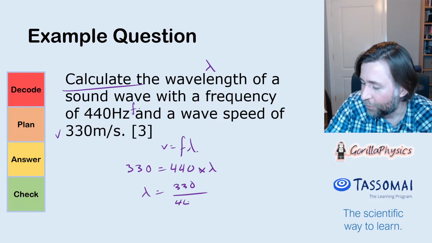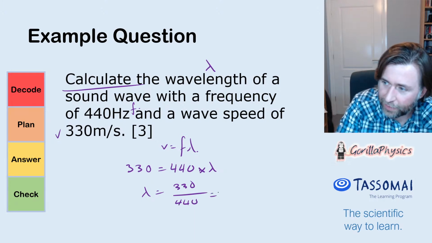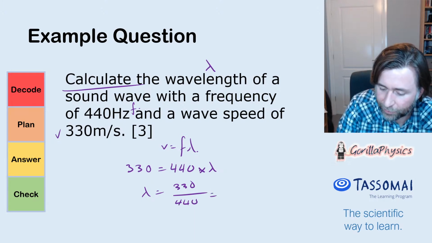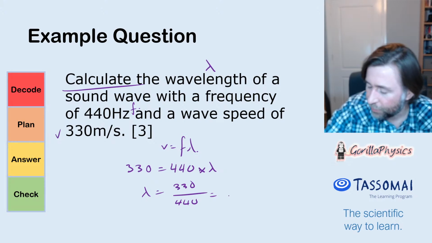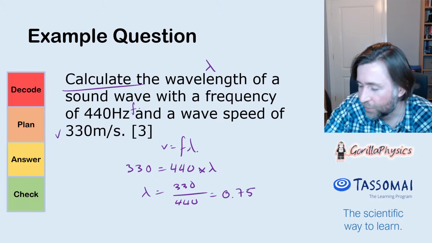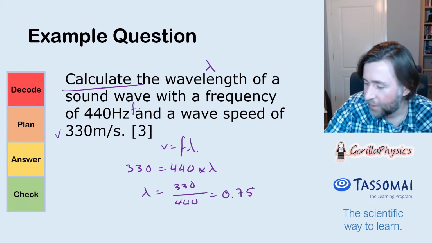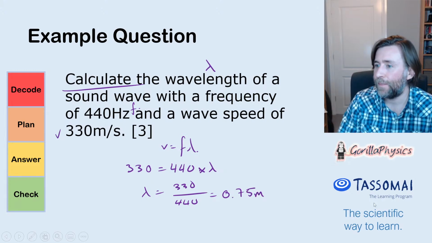Over 440. Again, do these things even when they look pretty straightforward like that. Do them in the calculator, because why on earth not? 0.75, and wavelength is in meters. Okay, over to you.